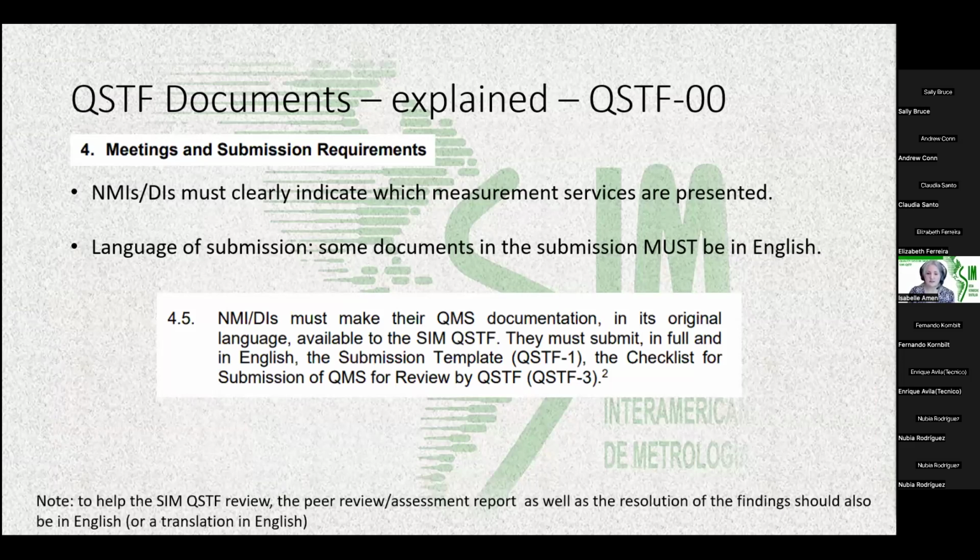This being said, to help the SIM-QSTF delegates review, in the QSTF-1 and also in the guidance document, it is indicated that the peer review report or assessment report, as well as the resolution of the findings, should also be in English or a translation in English.